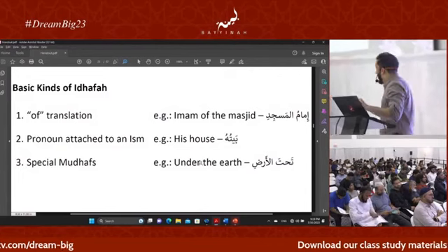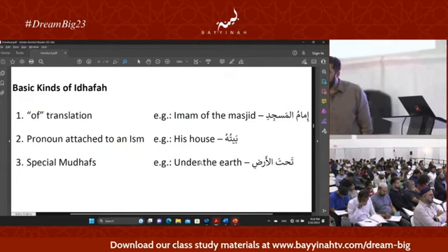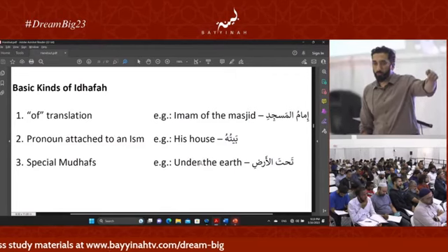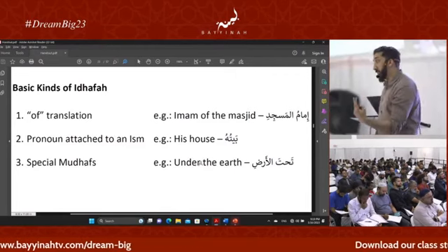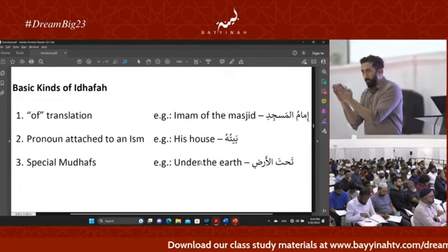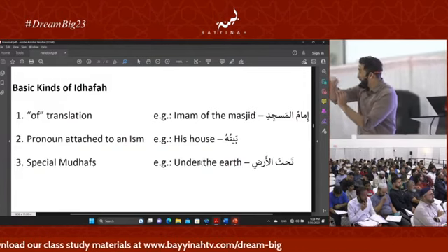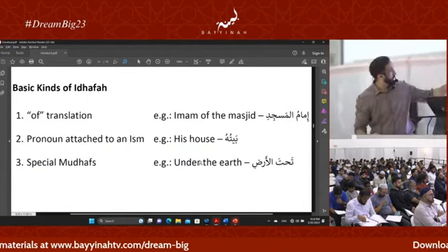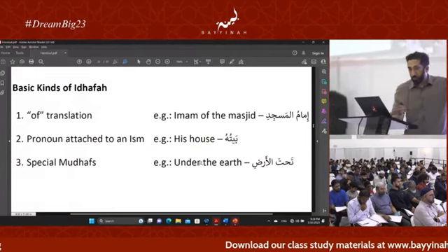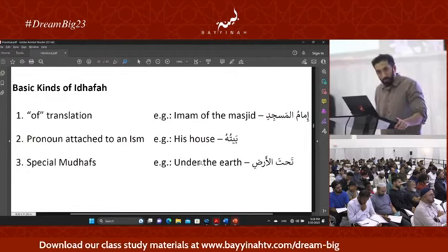It says at the bottom, basic kinds of idafa. There are 3 basic kinds of idafa. The first one, I already told you, has what translation between the mudaf and the mudaf ilayh? Of. The second one, I just showed you, whenever an ism comes with a pronoun, the pronoun becomes mudaf ilayh, which means the ism becomes mudaf. That's already number 2. Then there's a third category. I call them special mudafs.